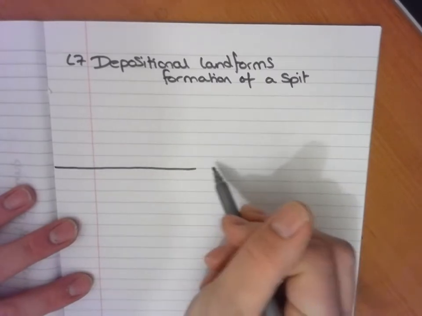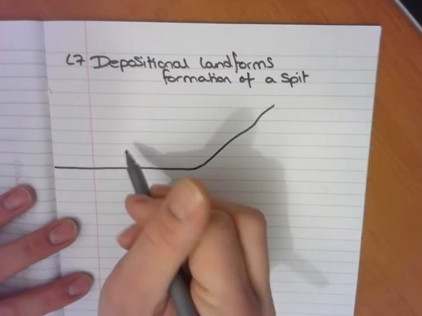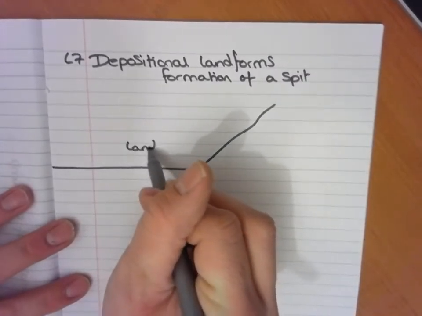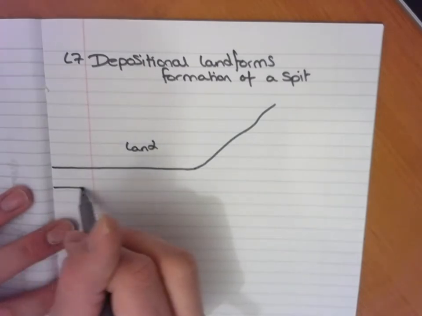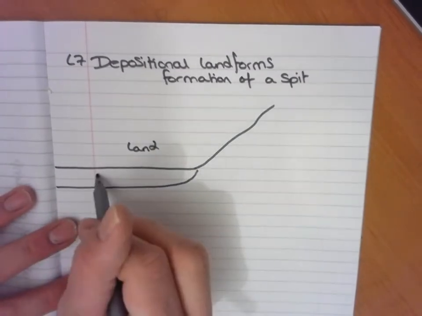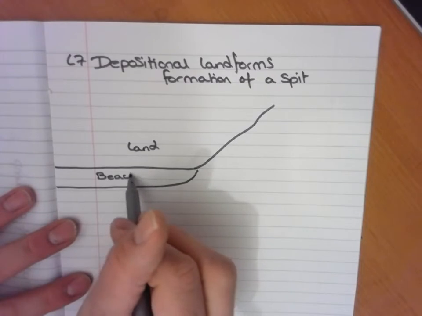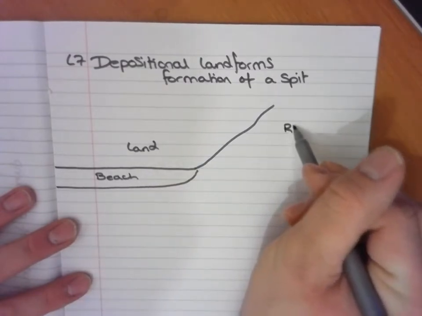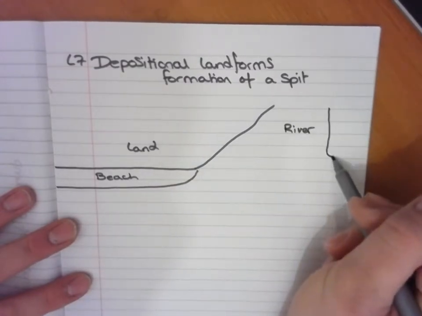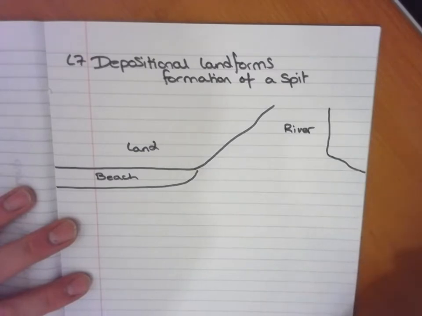Now to start with, we are going to draw the land. We will also include on there a beach, and this will be, for the purpose of this diagram, a river.